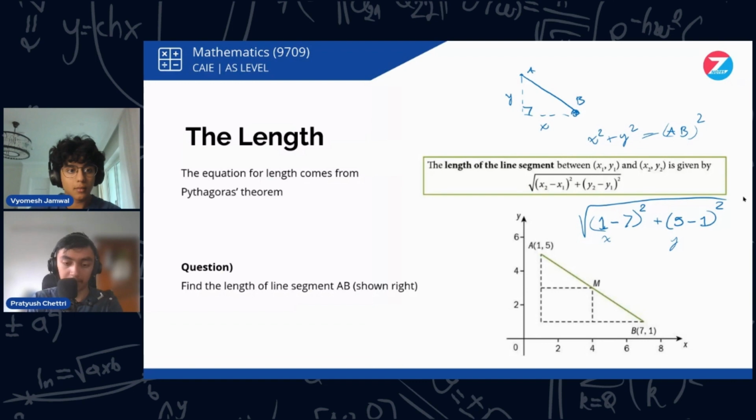Minus 1 squared. Yeah, that comes out to 2 square root 13, which isn't the nicest number. It's somewhere around 7.211. And that's the length of this line. So that's the basic concept for length. You just think of Pythagoras: change in X, change in Y, square them, and then square root to get the side C.